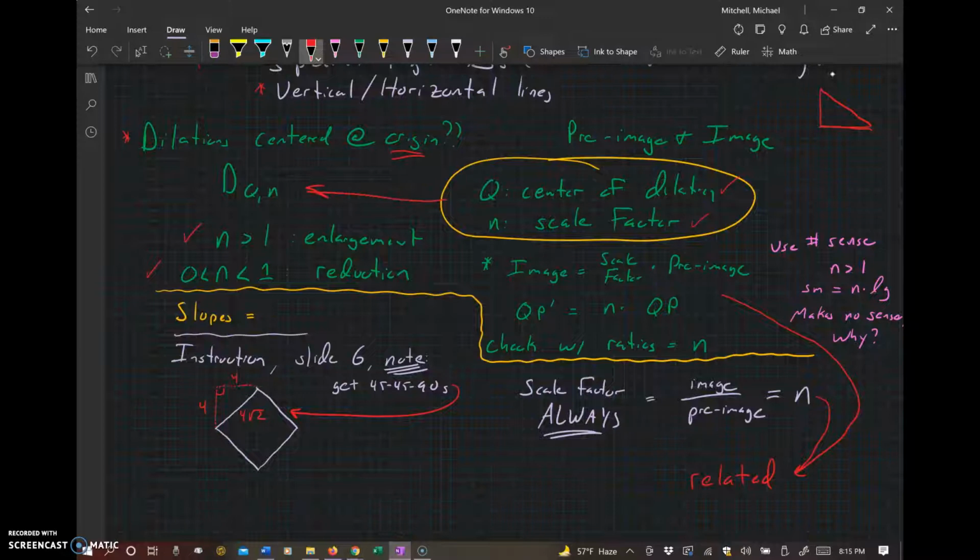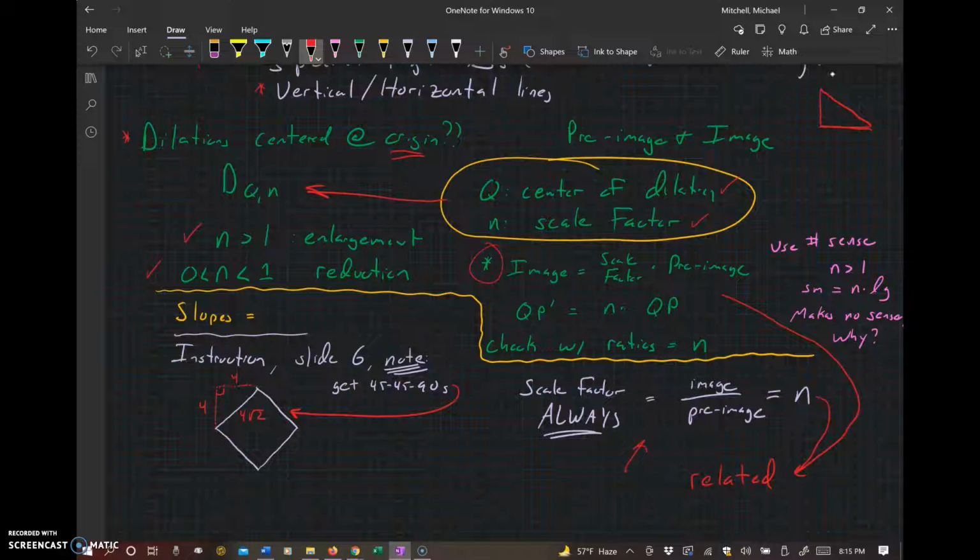That again is relating to this over here. Now, in the formulas, you'll see the image equals the scale factor times the pre-image. My cursor used to work on this a little bit better as a highlighter. I wish I could figure that out again. But that's related to this down here.